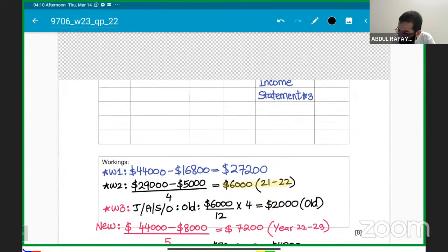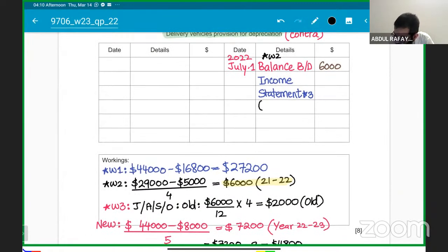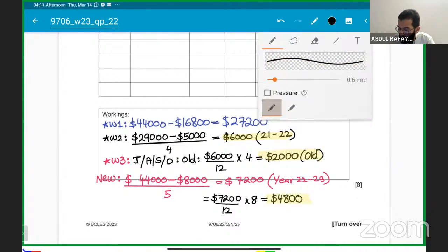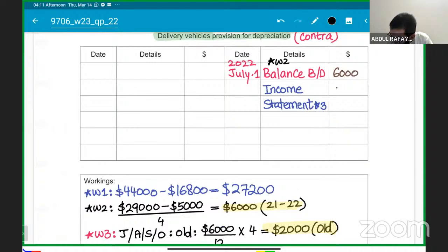$4,800. So it will be the addition of 2,000, the old vehicle depreciation for this year, and 4,800, the new vehicle depreciation. So it will be 6,800. Let me know if you got this clear. Everyone should be crystal clear on this, how we will get this. This must be 2 marks, definitely. Understood? Clear on this?